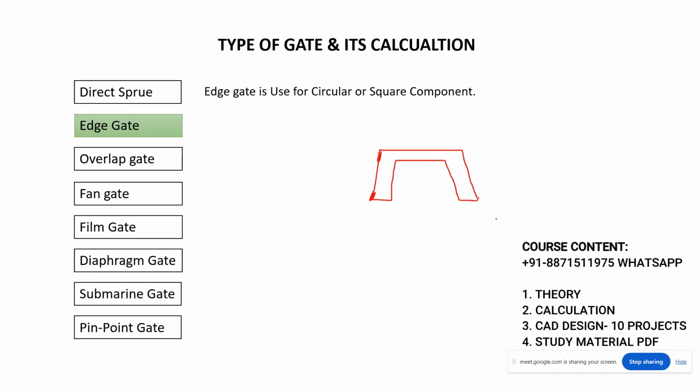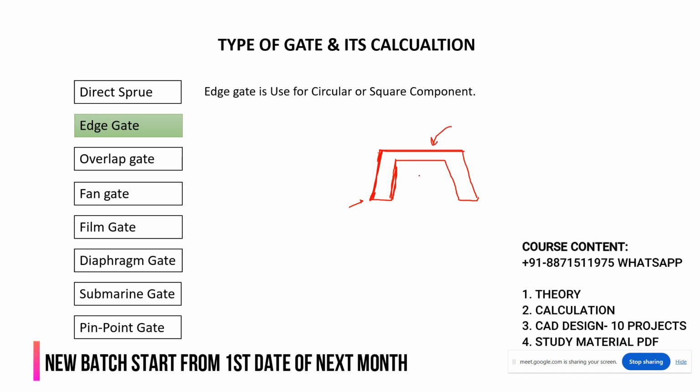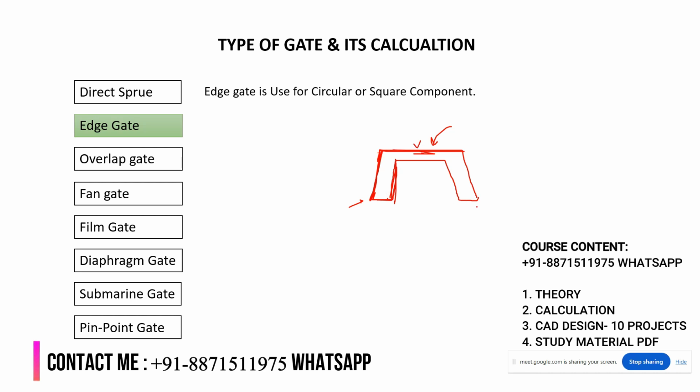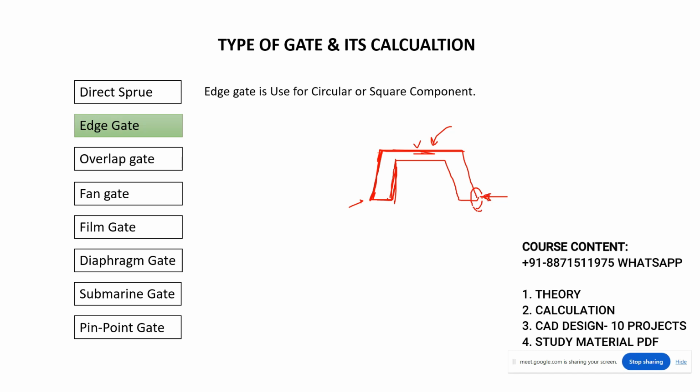For example, this is the component you have, and the customer tells the designer that this surface and this surface are very important for us, and this upper surface is very important for appearance purposes. And this is the only way from where you can feed the material. So that's why we have to take the edge gate here. Is that understood or not?